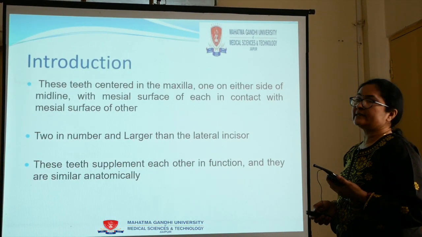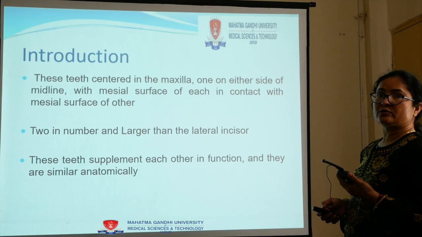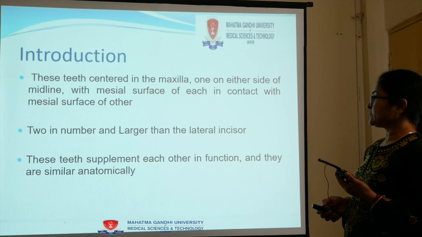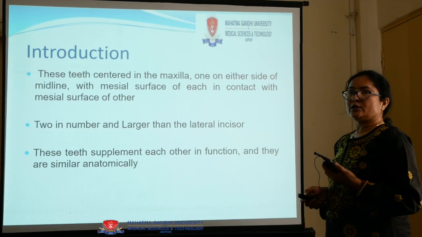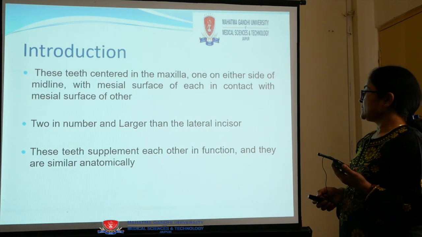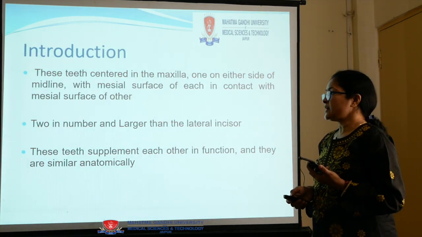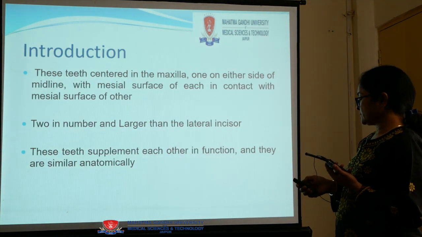These teeth are centered in the maxilla, one on either side of the midline, and the mesial surface of one contacts the mesial surface of the other. They are 2 in total number and slightly larger in dimension than the maxillary lateral incisor. These teeth supplement each other in function and anatomically they are similar.